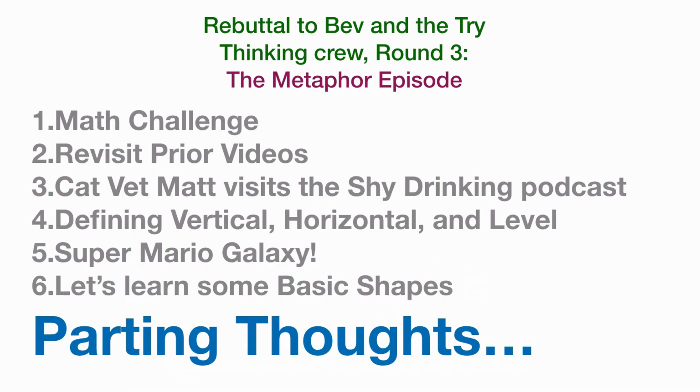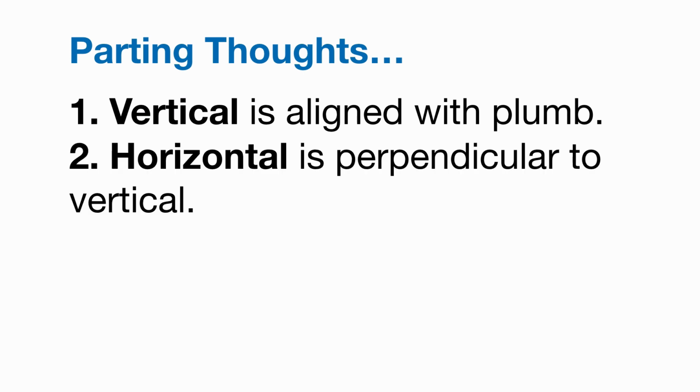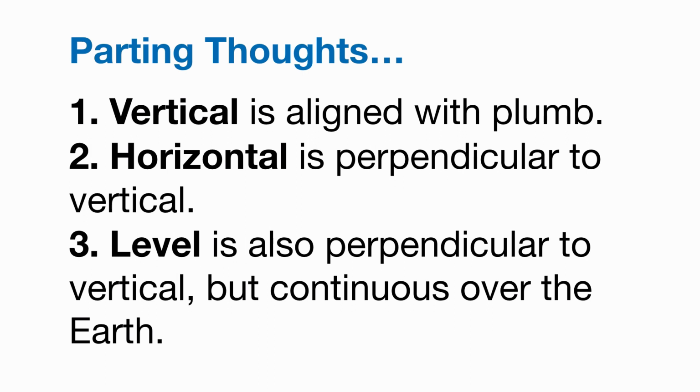Parting thoughts. In conclusion, I'm hoping that we can agree upon some basic principles. Vertical is aligned with plumb. Horizontal is a straight line or a flat plane, perpendicular to vertical. And level is also perpendicular to vertical and is connected smoothly to level in other locations. Even if you don't accept that planet Earth is globe-shaped, I'm sure you can agree that level in London is smoothly connected to level in New York City.